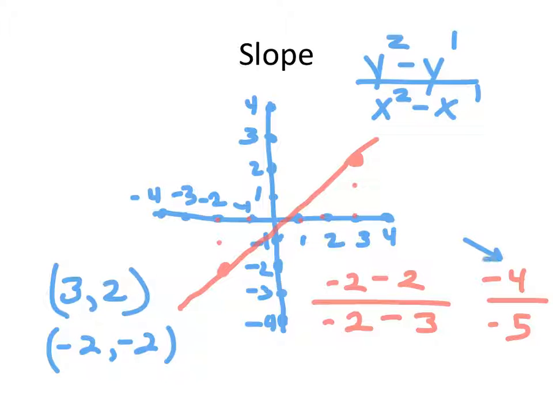The -4 tells me the range that I have on the y-axis. So I have a range between my 2 points of 1, 2, 3, 4. On my x-axis, I have a range of -5. 1, 2, 3, 4, 5. So my distance this way is 5. My distance this way is 4.